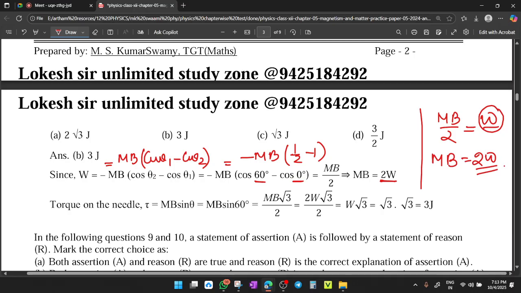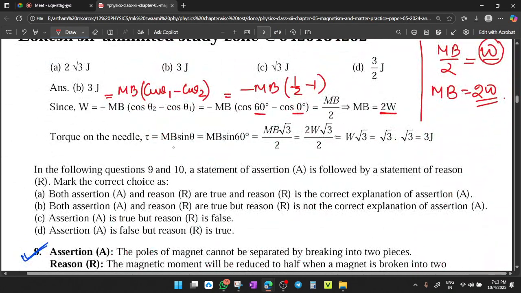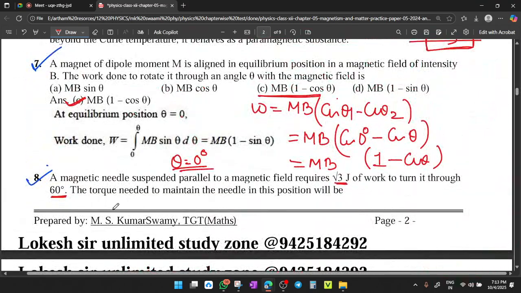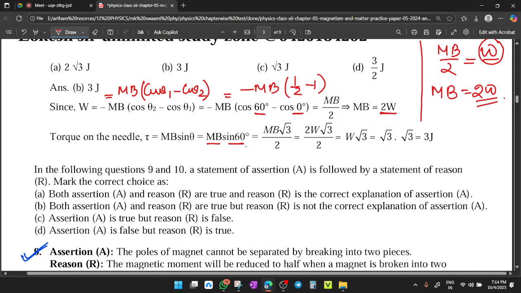Now, the question is the torque needed to maintain the needle in its position. We know torque equals MB sine theta, so here torque equals MB sine 60. Clear? Because finally your needle is at an angle of 60 degrees, and the question is about the torque needed to maintain its position, so the effective torque will be MB sine 60. Now place the value of MB, which is 2W. 2W sine 60, with sine 60 equal to root 3 by 2. Answer equals W root 3, and the work done W is root 3. So the answer is 3 joule. Clear?